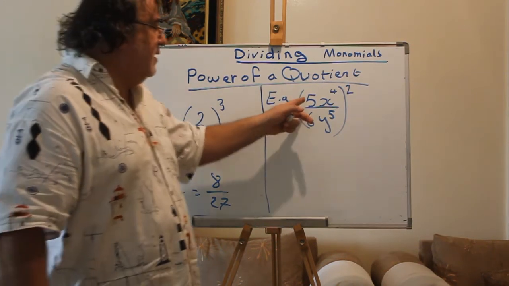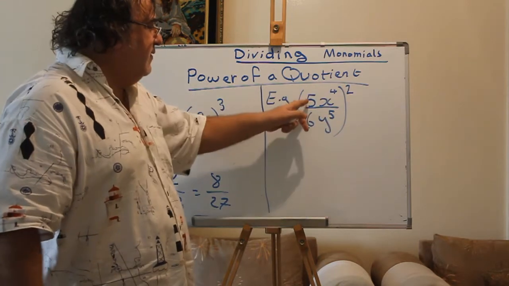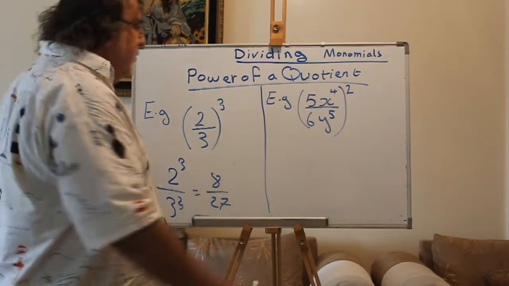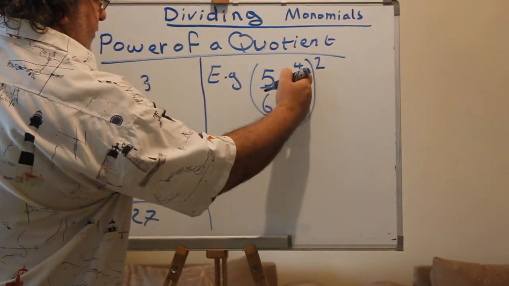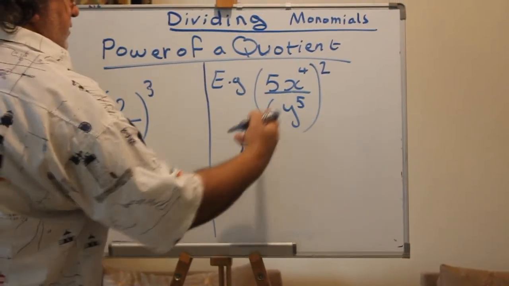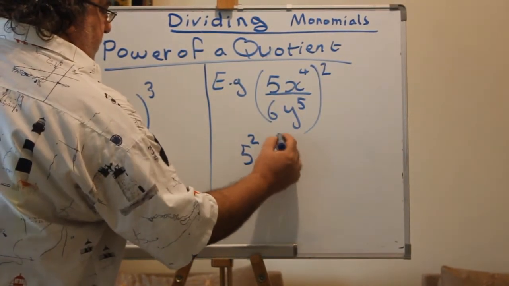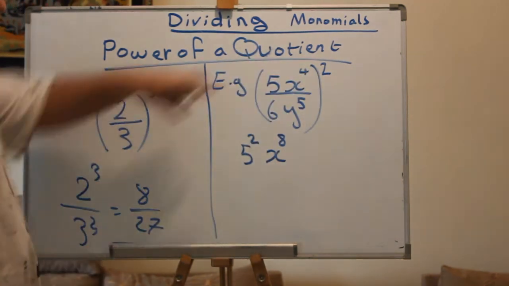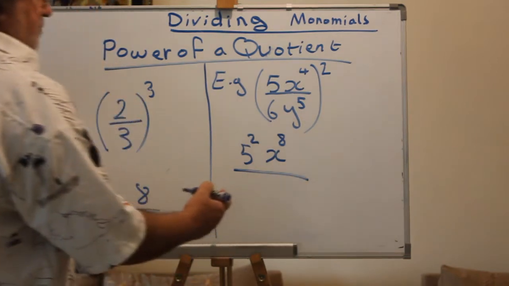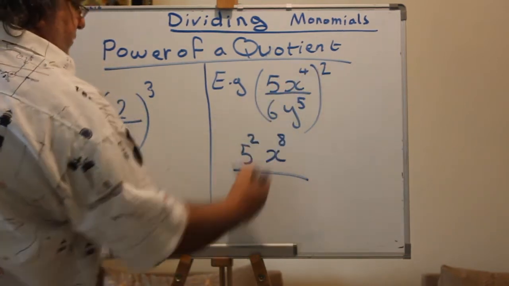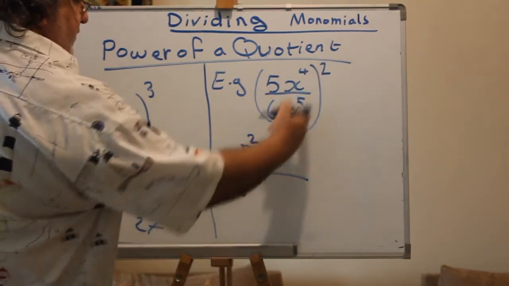Now let's go to another example. We take each term to the power. So 5 to power 1 times 2 will be 5 to power 2. Then x to power 4, all to power 2: 4 times 2 will be 8, so x to power 8. I finished the numerator. Let's go to the denominator. The same thing we apply: 6 to power 2, and then y to power what? 5 times 2, 10.